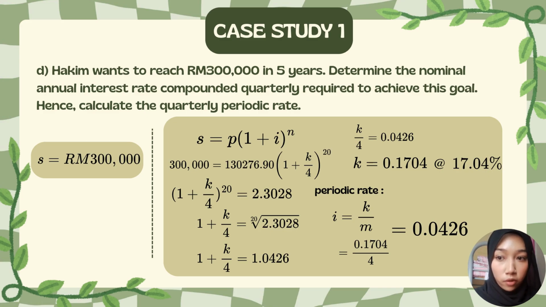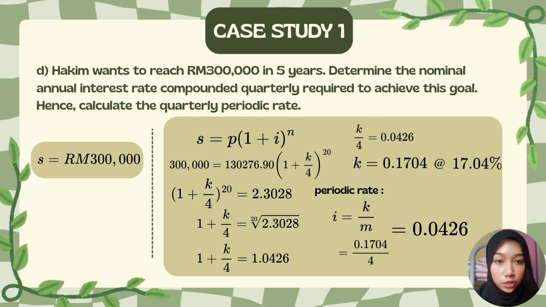Next, I subtract 1 from both sides, so k over 4 equals 0.0426. Then, I multiply 0.0426 by 4, so I get k equals 0.1704, which is equal to 17.04%.